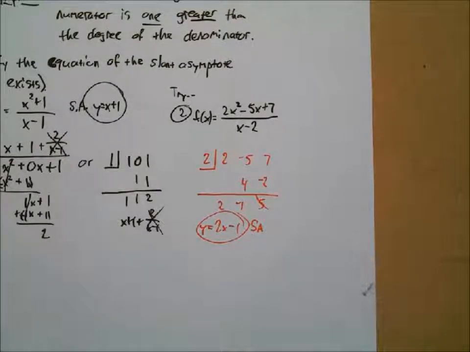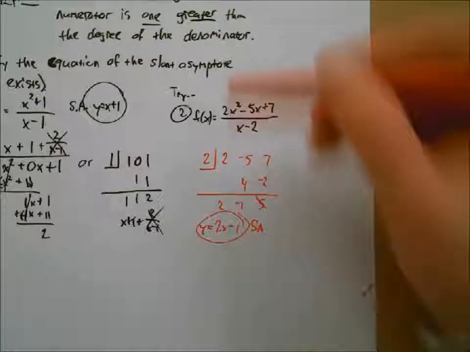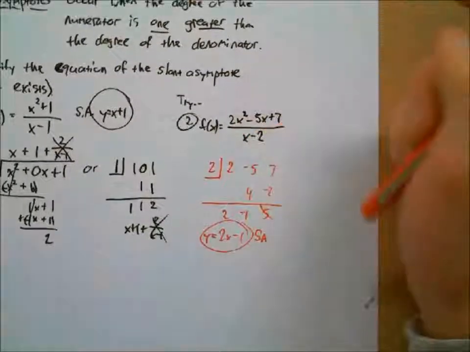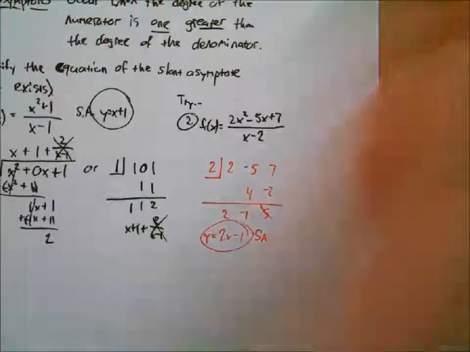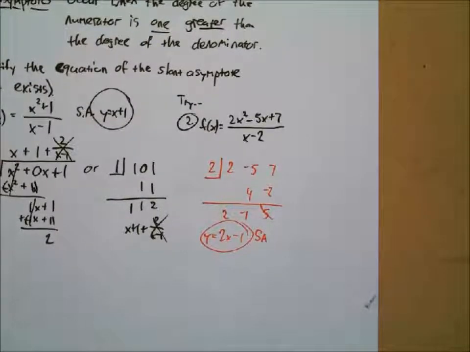Yes, Megan. What would you do if the degree of the numerator was more than 1 greater than the denominator? So you're saying like if this was x cubed and this stayed x minus 2? That is a good question. Let me look at that because I feel like I looked at this before. So let's try that. We'll just make it 2x to the third minus 5x plus 7 divided by x minus 2.